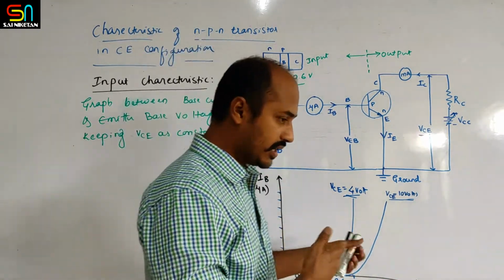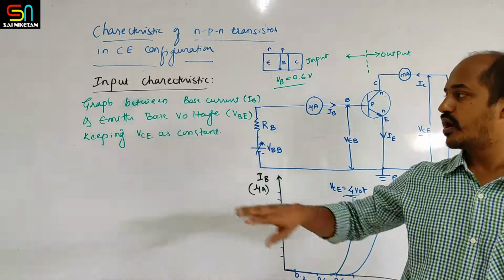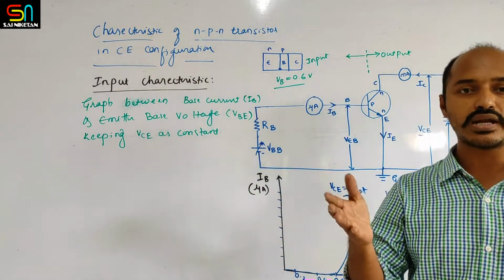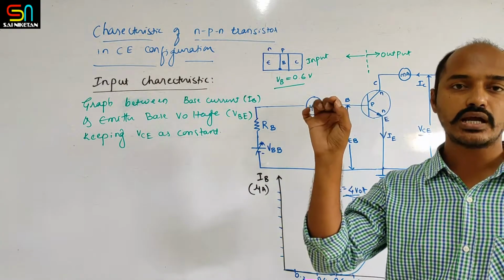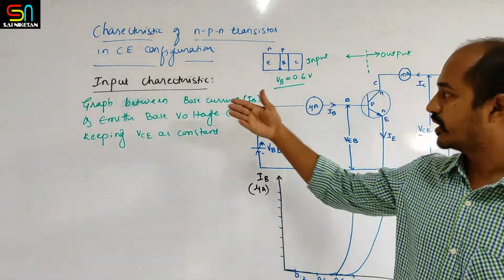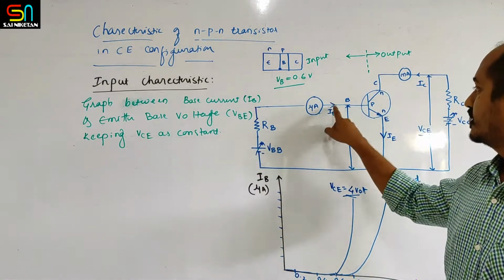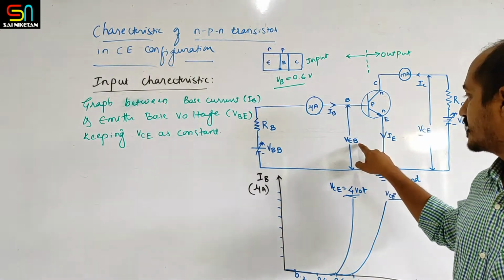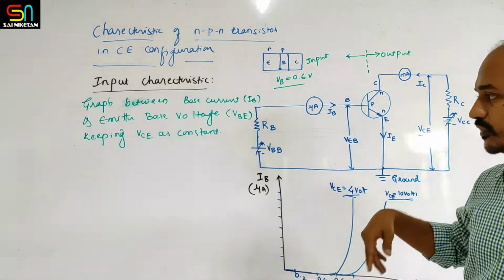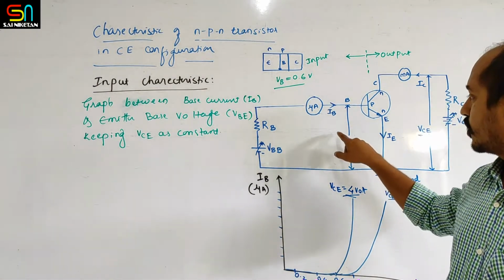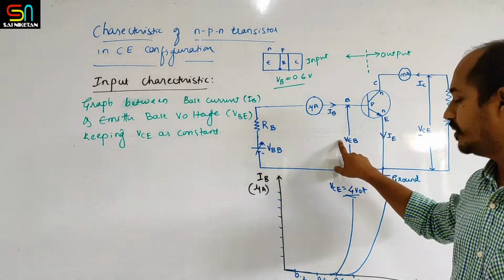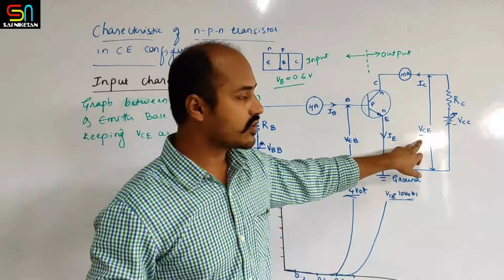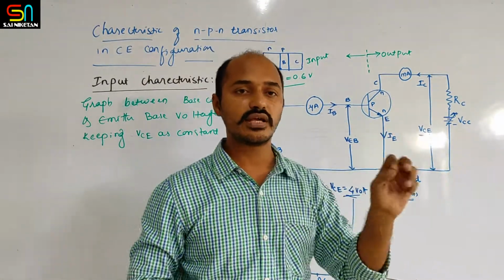So I'll repeat once again. For the input characteristic, first you have to write what you mean by input characteristic. Simply you can remember, it is a graph between input current and input voltage. The input current is IB, the base current, and the input voltage is the voltage across the base and emitter junction. If you plot the graph of IB against VEB, keeping the output voltage constant, then whatever graph we get is called the input characteristic.